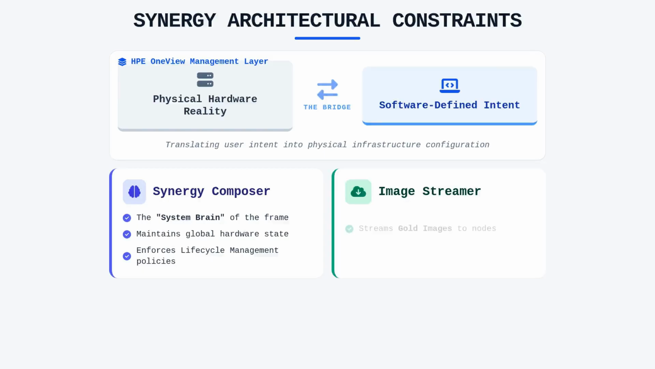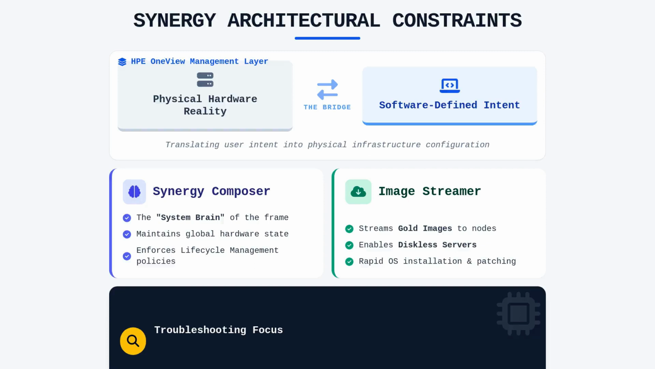The image streamer, conversely, allows for rapid deployment of compute nodes by streaming gold images to diskless servers, which drastically reduces the time required for OS installation and patching. Understanding this separation of concerns is vital for troubleshooting, as it allows you to isolate whether a failure resides in the orchestration logic or the underlying physical interconnects. You are effectively managing a system that treats hardware as disposable, ephemeral building blocks for your service deployments.